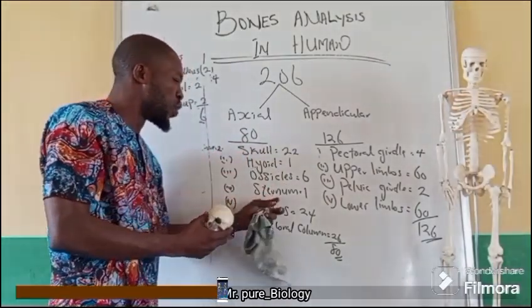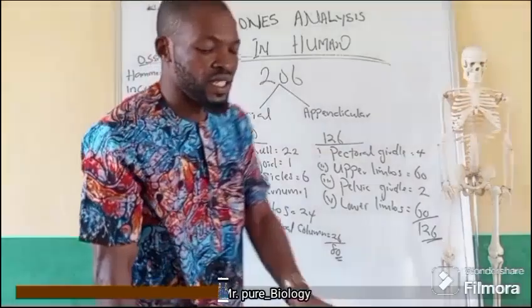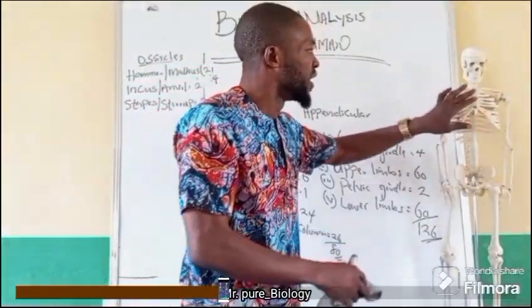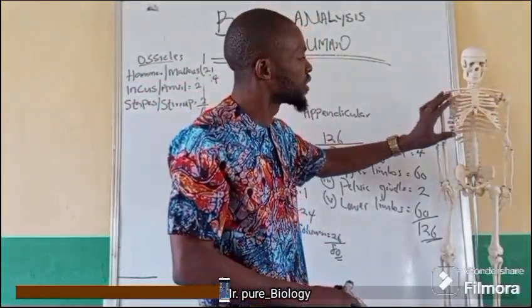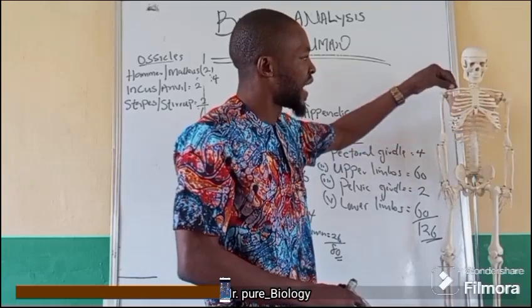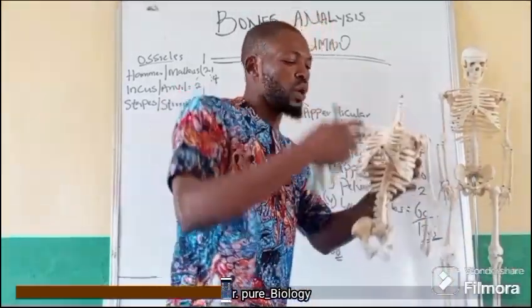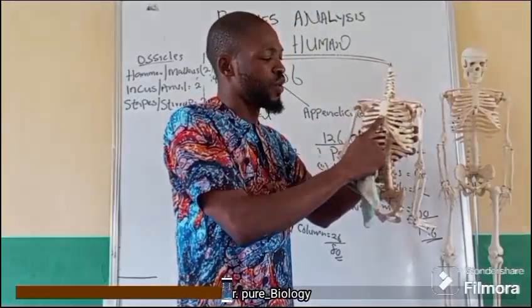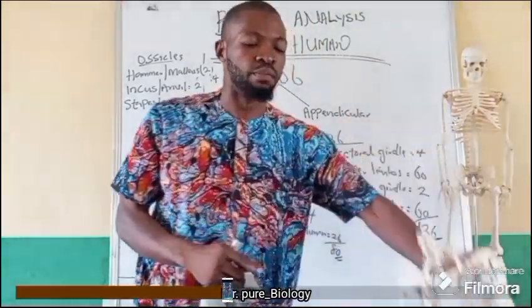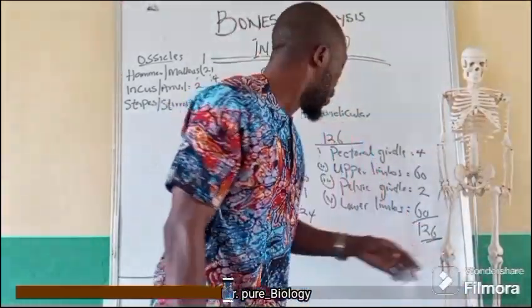Now, the fourth one is what we call the sternum. As you can see, the sternum is the breastbone that provides support for the ribs, and likewise for the collarbone. As you can see here in the human skeleton, this is what we call a sternum. We refer to it as a breastbone. It is just one bone.